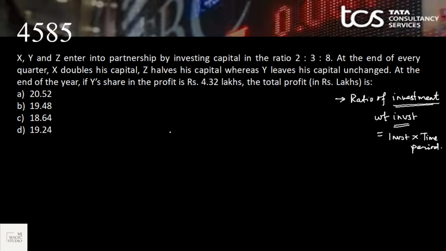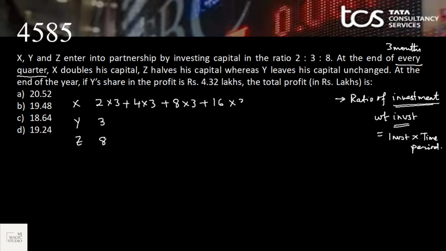Let's read this. X, Y, and Z enter into partnership by investing capital in the ratio 2:3:8. At the end of every quarter, meaning 3 months, X doubles his capital. So rupees 2, if we take, is invested for 3 months, then double it is invested for the next 3 months, then double it is invested for the next 3 months, and then double it is invested for the next 3 months, if I take 1 year into consideration.